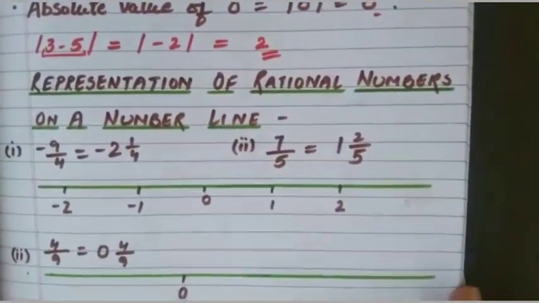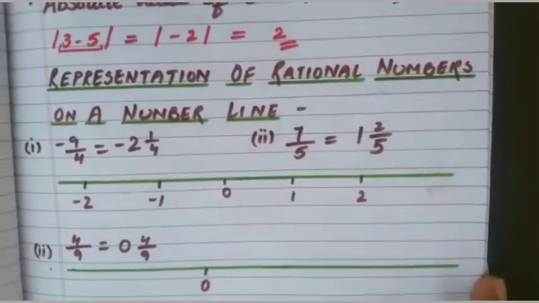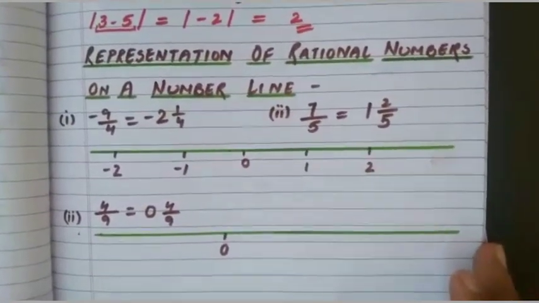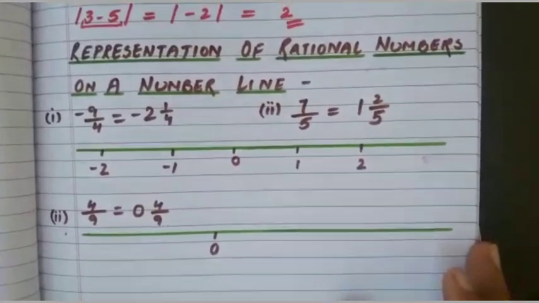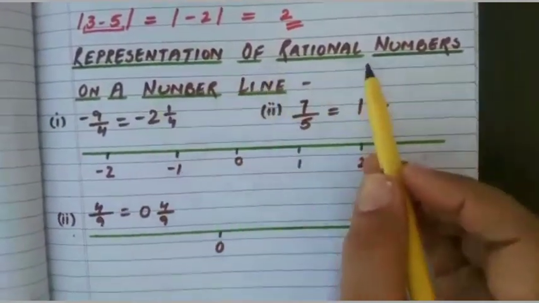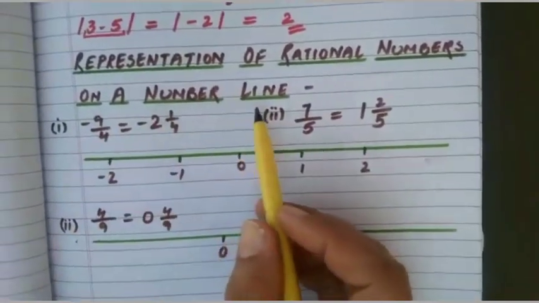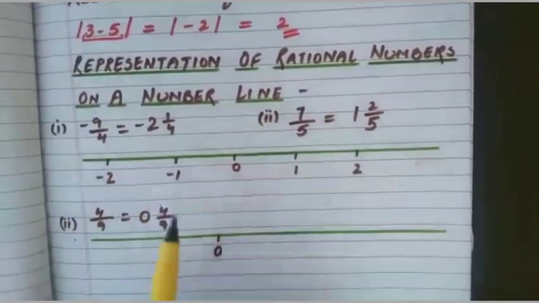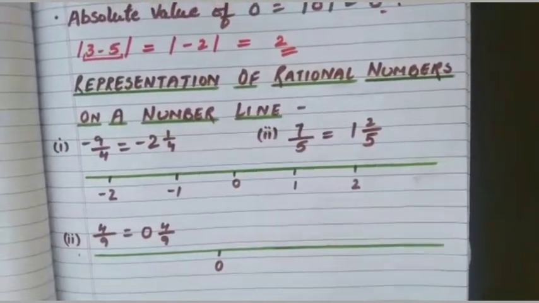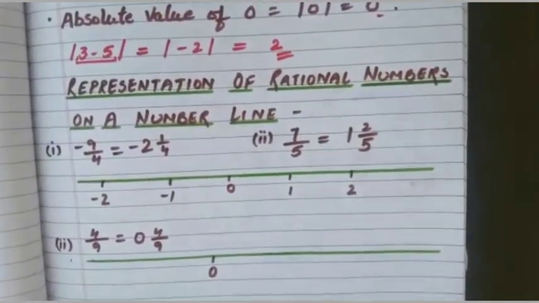Okay, let's move to the next topic, children, which is also very important, and you will always find one or two questions from this topic in your question paper. This is the representation of rational numbers on the number line. So how do we represent rational numbers on the number line? I have taken a few examples, children.